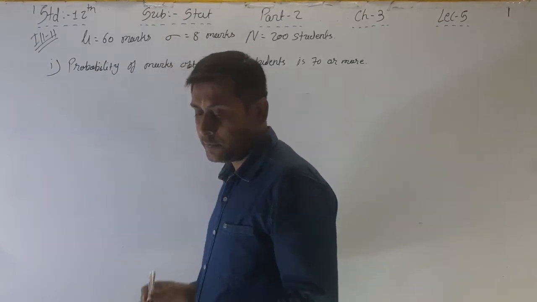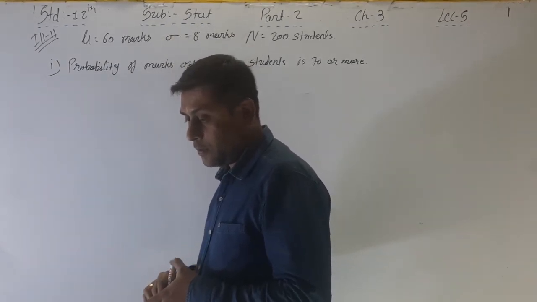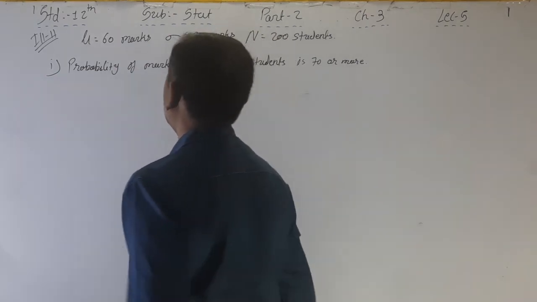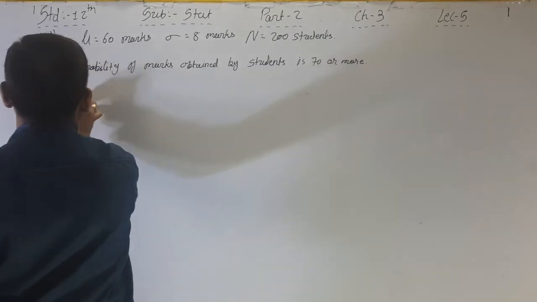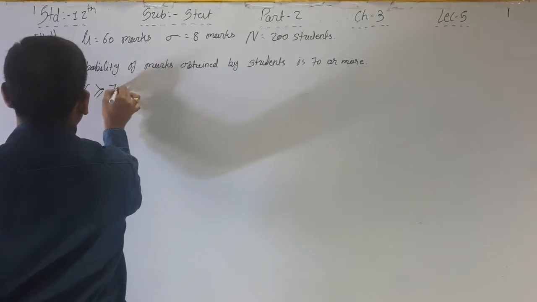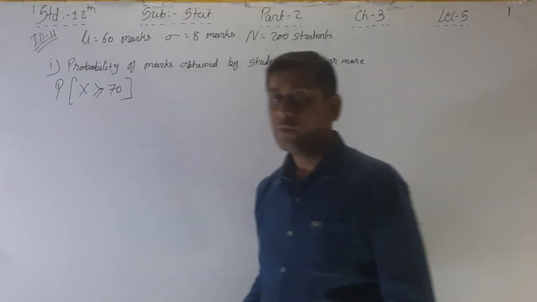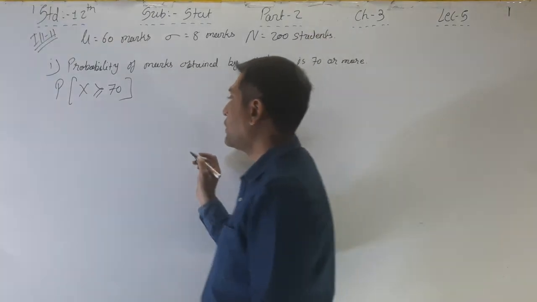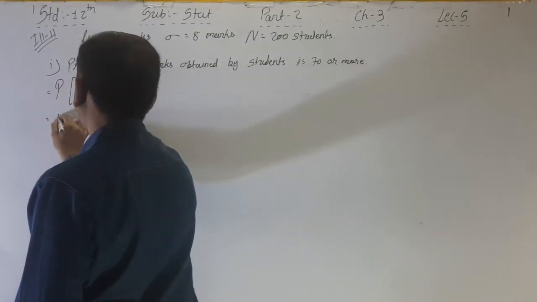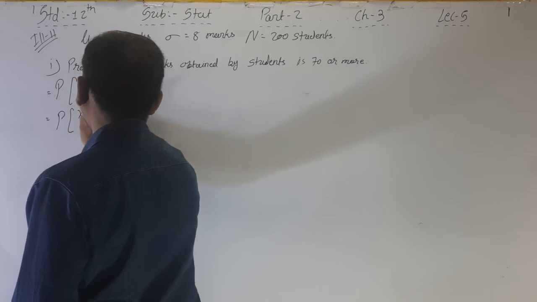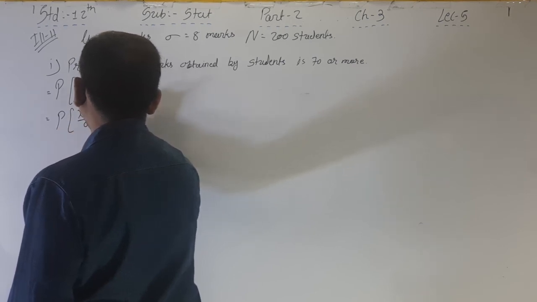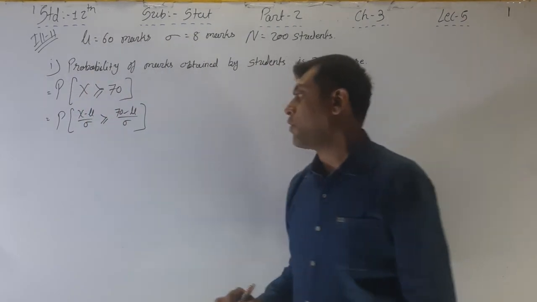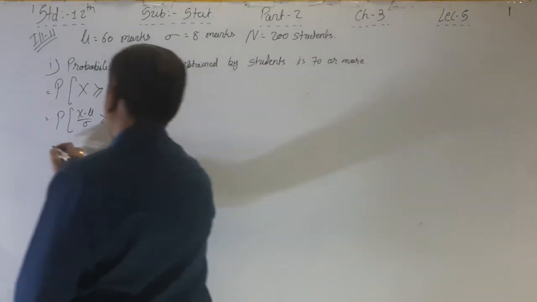Probability of the marks obtained by the students is 70 or more. That is P of X greater than or equal to 70. That we have to find out. P of X, that is normal variable, is greater than or equal to 70. So here we are converting that into standard normal variable. X minus mu upon sigma greater than or equal to 70 minus mu upon sigma.